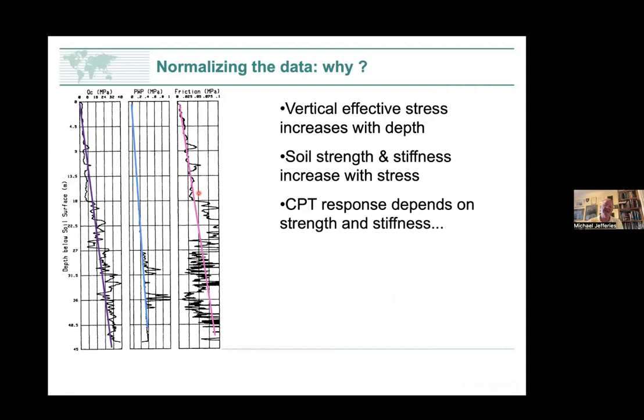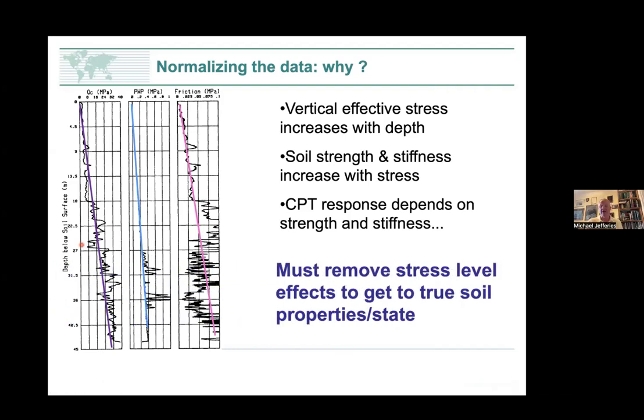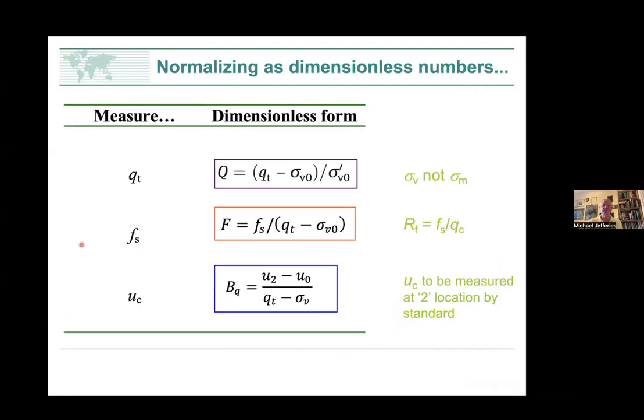So we need to take the effect of that stress level change out of our processing of the CPT data, because that's not telling us about the soil properties. What we want for the soil properties, in effect, is the deviation from that linear trend line, because that's what tells us what the soil is doing. So that's what we need to focus on. So how are we going to do that? Well, we turn it into what are called dimensionless numbers.